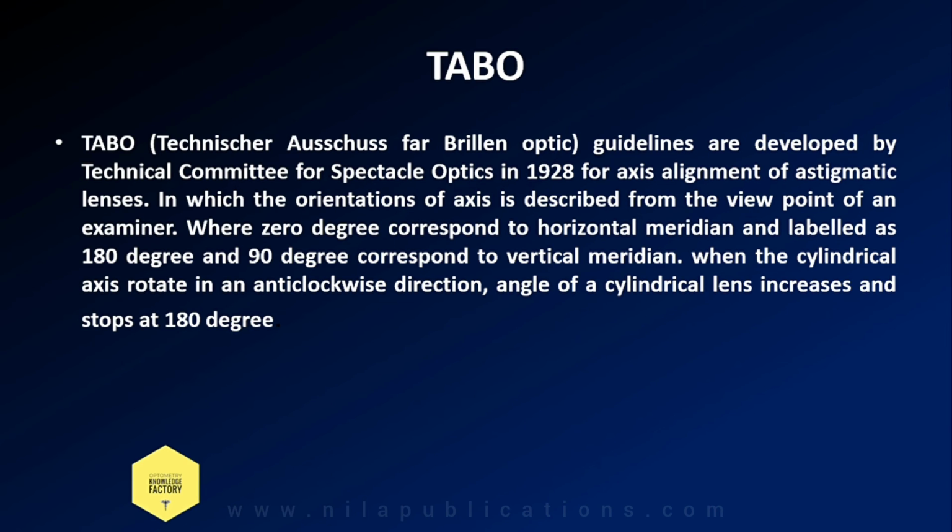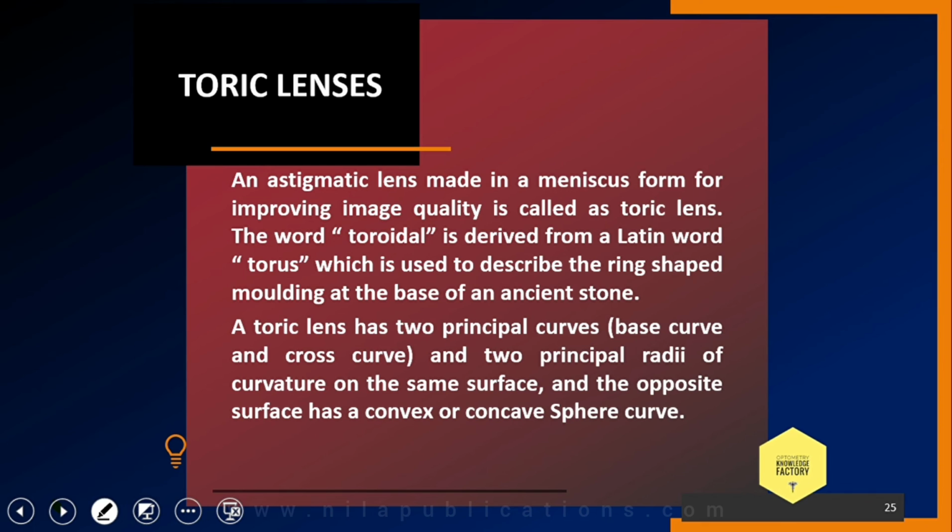TABO guidelines were developed by the Technical Committee for Spectacle Optics in 1928 for axis alignment of astigmatic lenses, in which the orientation of the axis is described from the viewpoint of an examiner, where 0 degree corresponds to the horizontal meridian and is labeled as 180 degrees, and 90 degrees corresponds to the vertical meridian. When the cylindrical axis rotates in an anti-clockwise direction, the angle of the cylindrical lens increases and stops at 180 degrees.